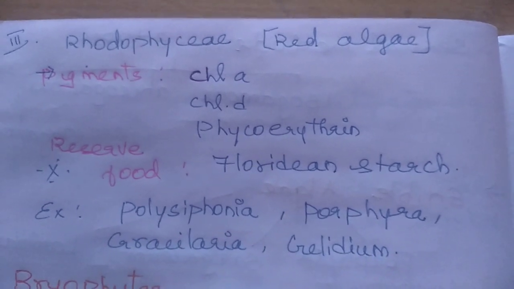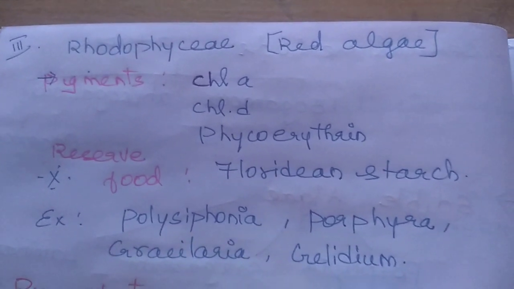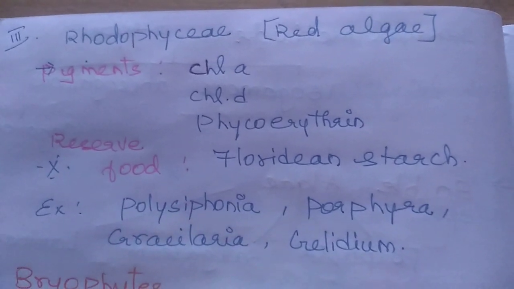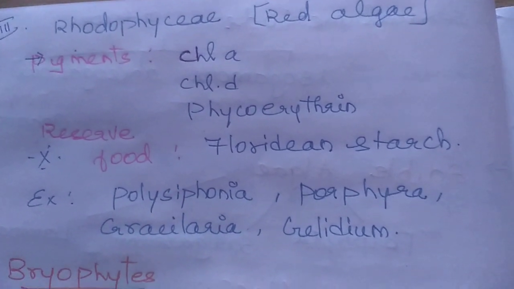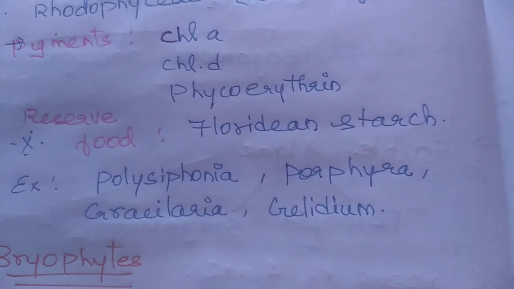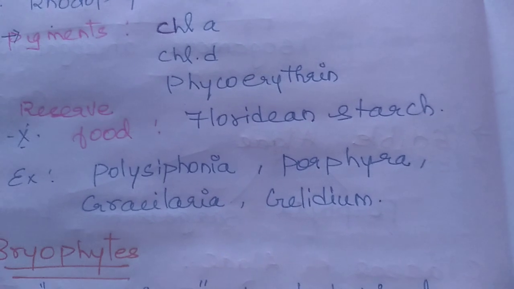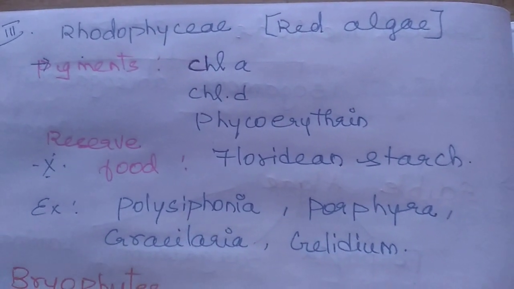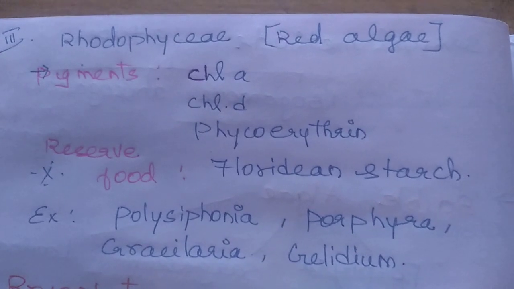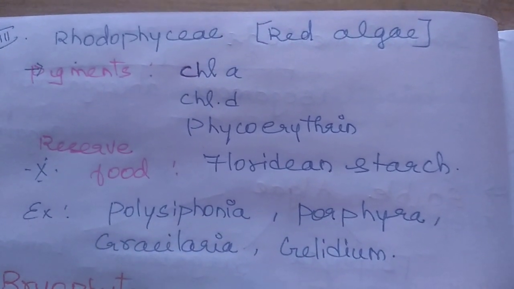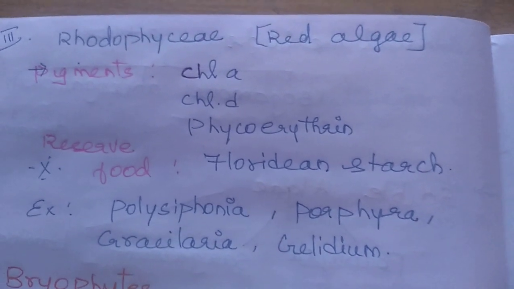So they are famously known as red algae. Rhodo means red, you can easily remember. And the pigments are chlorophyll A and chlorophyll D. And one more point: in Phaeophyceae you can remember the pigments, chlorophyll A and C, as AC. So here the pigments are chlorophyll A and D. And the red color is due to the special pigment called phycoerythrin.